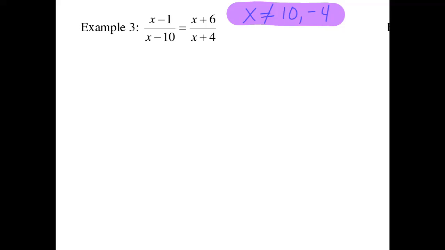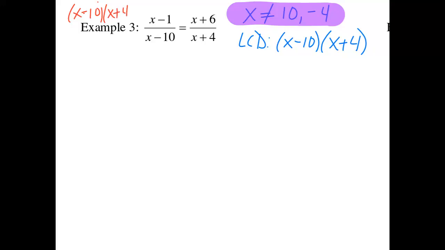All right, and then as far as LCD, because there's no common factors and we couldn't break it down any, our LCD is just x minus 10 and x plus 4. All right, so next step is to multiply by the LCD on both sides. So over here, x minus 10, x plus 4. And then on the right, same thing, x minus 10, x plus 4. And again, the reason we do that is because we want the fractions to cancel out. So the x minus 10s go over here, the x plus 4s go over here.